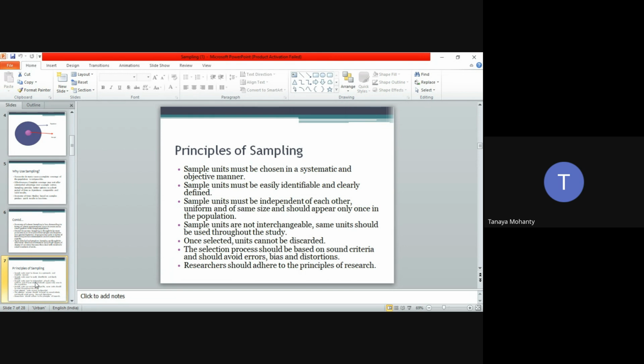Then these sample units must be easily identifiable and clearly defined. Normally, whenever you pick up a sample, there shouldn't be any confusion. You are in a position where you can identify them easily, you can define them easily, you can provide the justification as to why you selected them.